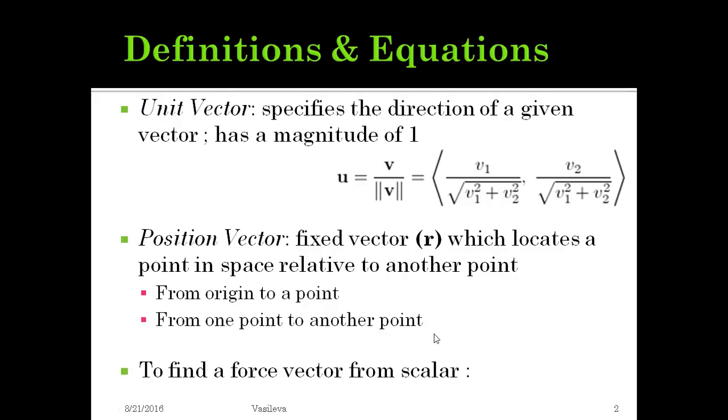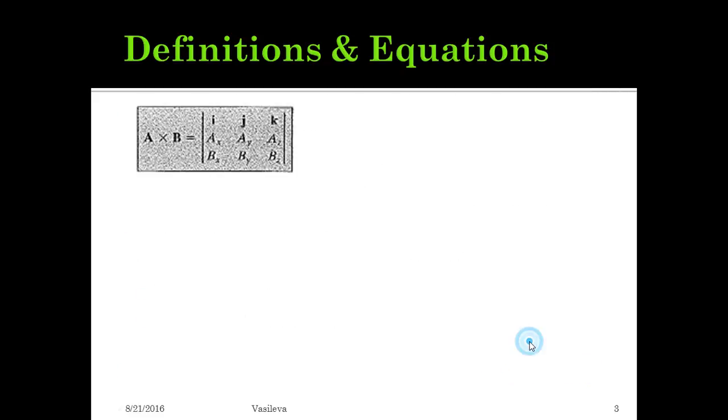Finally, in order to find a force vector from a scalar force, you should know that you have to take the scalar and multiply it by the unit vector, because the scalar gives you the magnitude and the unit vector gives you the direction, and that's basically what a force vector is, a force with a direction.